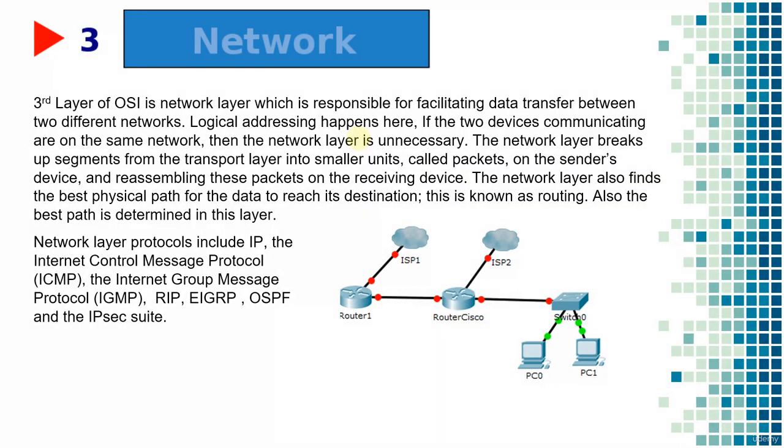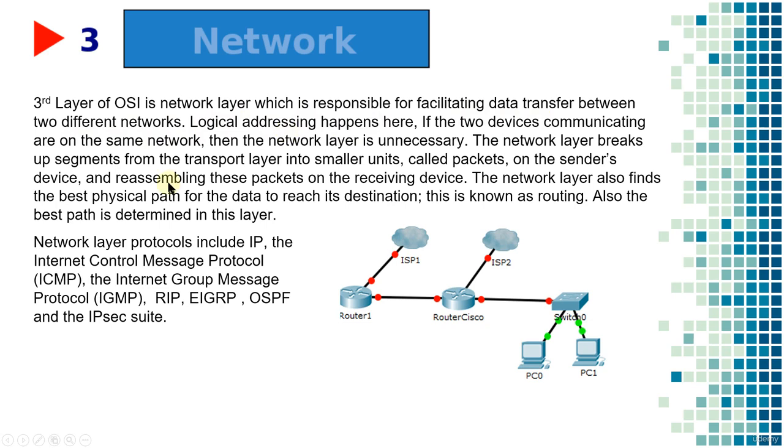So let's head over to the next slide, which is talking about the network layer, and one of my most favorite layers of the OSI model, because this is always talking about routing. That is, how the data will be sent from source to destination in an optimal fashion. So let's talk about what this paragraph is saying. The third layer of the OSI model is the network layer, which is responsible for facilitating data transfer between two different networks. Logical addressing happens over here.